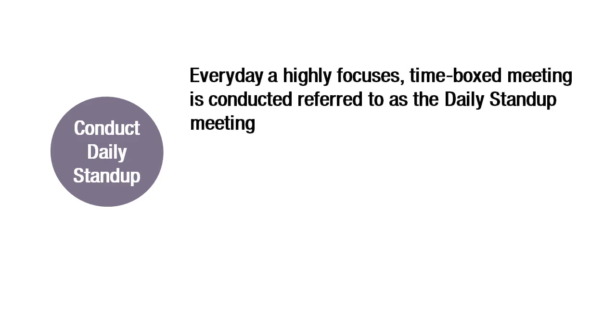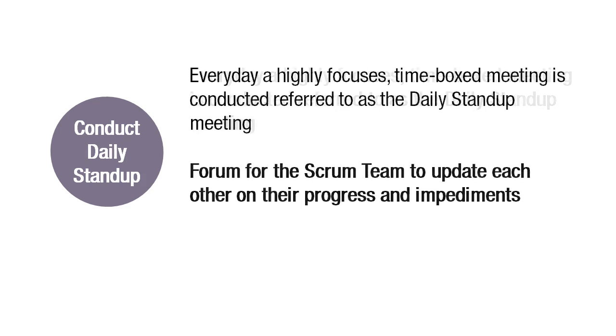The second process performed is conduct daily stand-up. Every day, a highly focused, time-boxed meeting is conducted, which is called the daily stand-up meeting. This is the forum for the Scrum team to update each other on their progress and any impediments they may be facing. The last process conducted during the implement phase is prioritized product backlog.